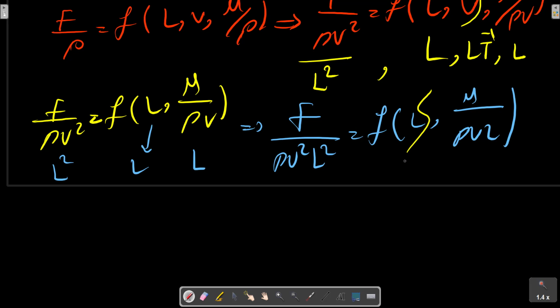So the final relation is F over rho V^2 L^2 as a function of mu over rho V L. This is the final relation in Ipsen's step-by-step method. We find the force coefficient is a function solely of the Reynolds number. We did no counting and did not find j. We just successively eliminate each primary dimension by division with the appropriate variable in each step.